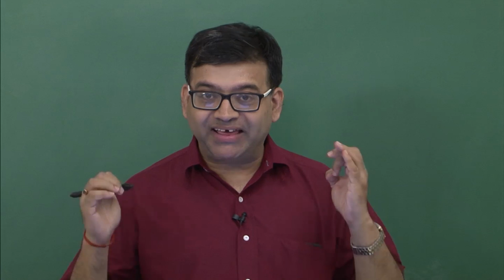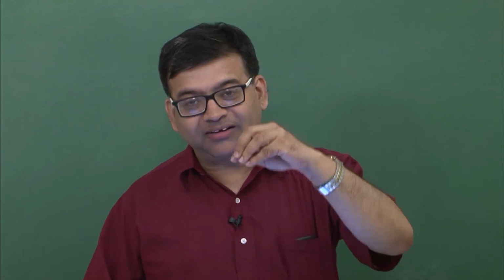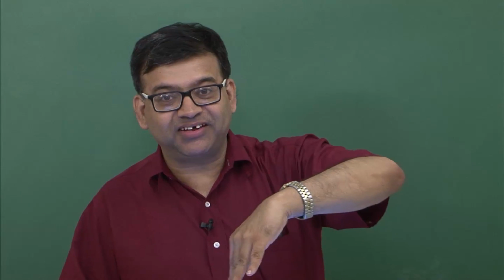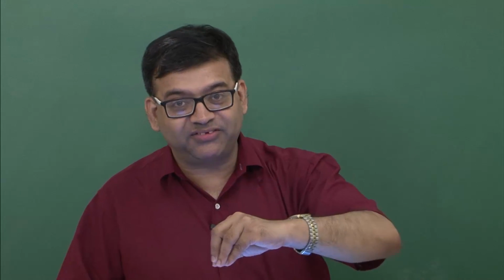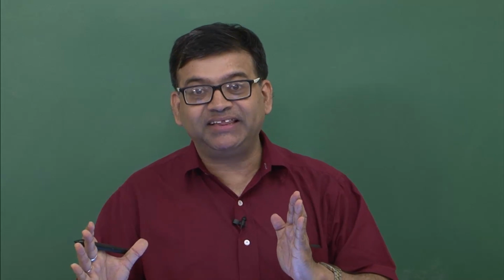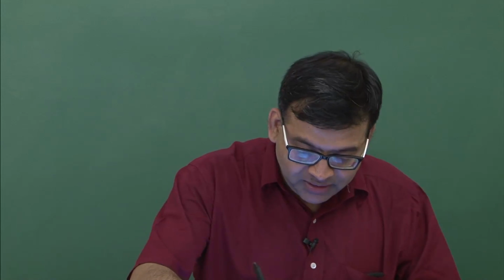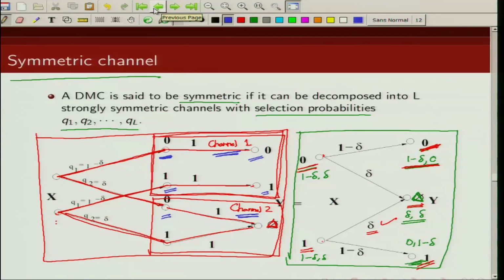Now what do I mean by same focusing? If you look at those output letters, and at the transitions from the input to those letters, when they are arranged in decreasing order, it should be the same. For example, in this particular example, the outputs 0 and 1 have the same focusing because the probabilities are 1 minus delta and 0, right? And that's why we club them together.